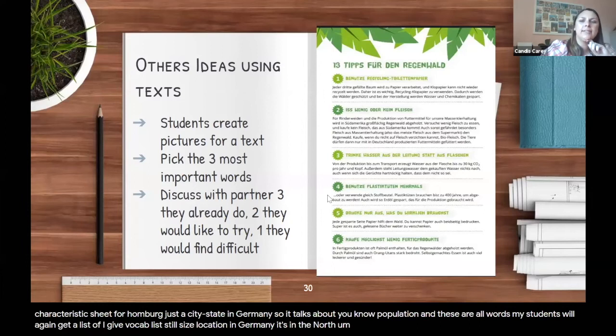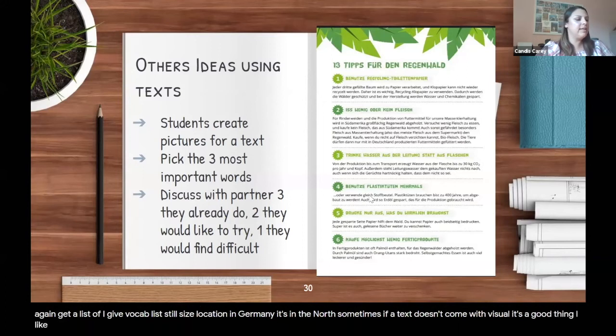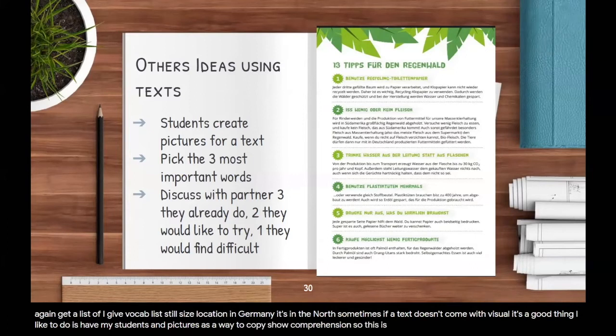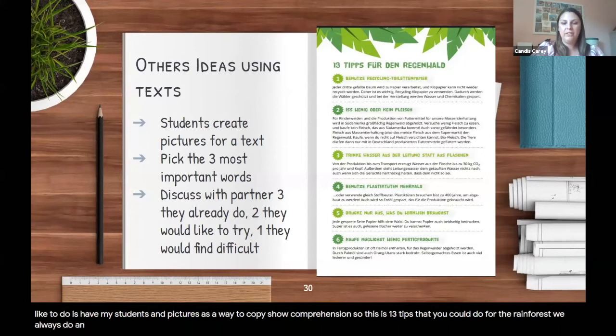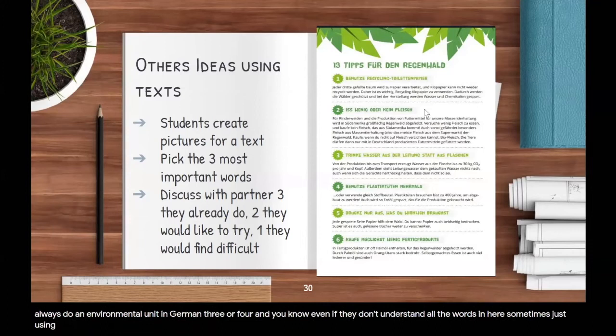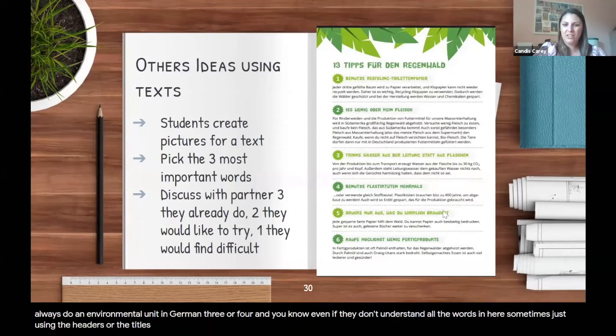Sometimes if a text doesn't come with visual, it's a good thing I like to do is have my students add pictures as a way to show comprehension. So this is 13 tips that you could do for the rainforest. We always do an environmental unit in German 3 or 4. And even if they don't understand all the words in here, sometimes just using the headers or the titles is enough, I think. So students can create pictures to go along with these.